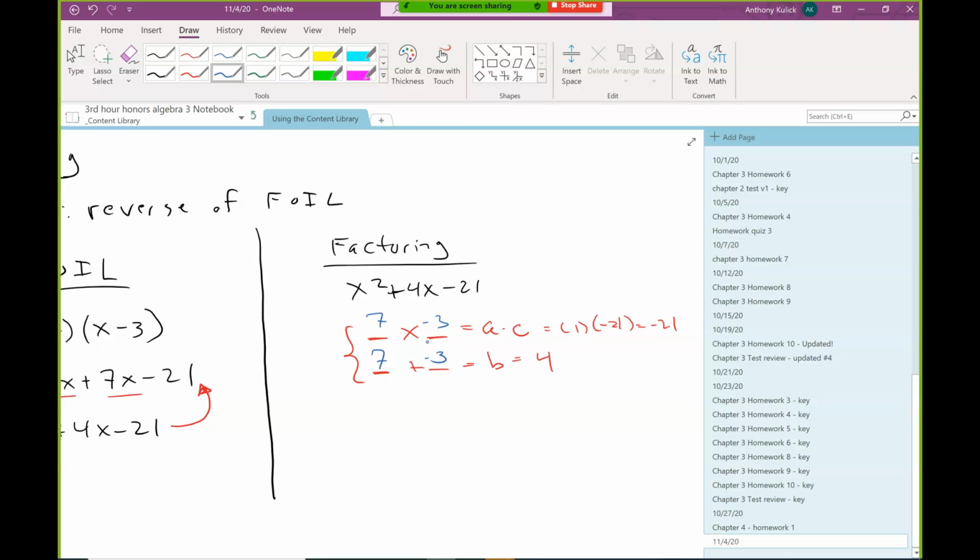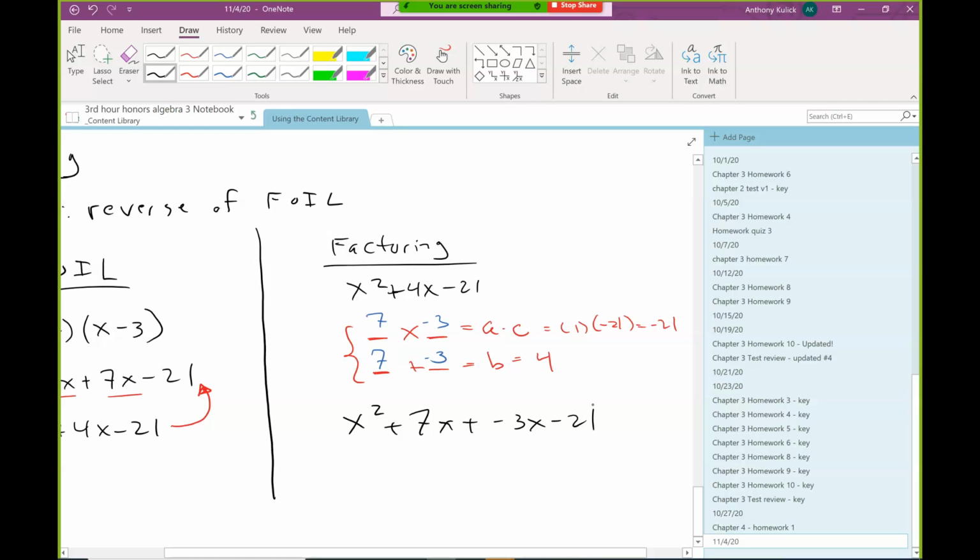Okay. So now that we've identified these two numbers, we're going to use them to rewrite the 4x in the middle. So notice that I really haven't changed anything other than the way this looks, right? 7x and negative 3x still add to give me 4x. Does it matter which one I put first and which one comes second? No, you'll get the same answer either way. Your set of parentheses would be in the opposite order, but who cares, right? It's multiplication. You can do it in any order you want.